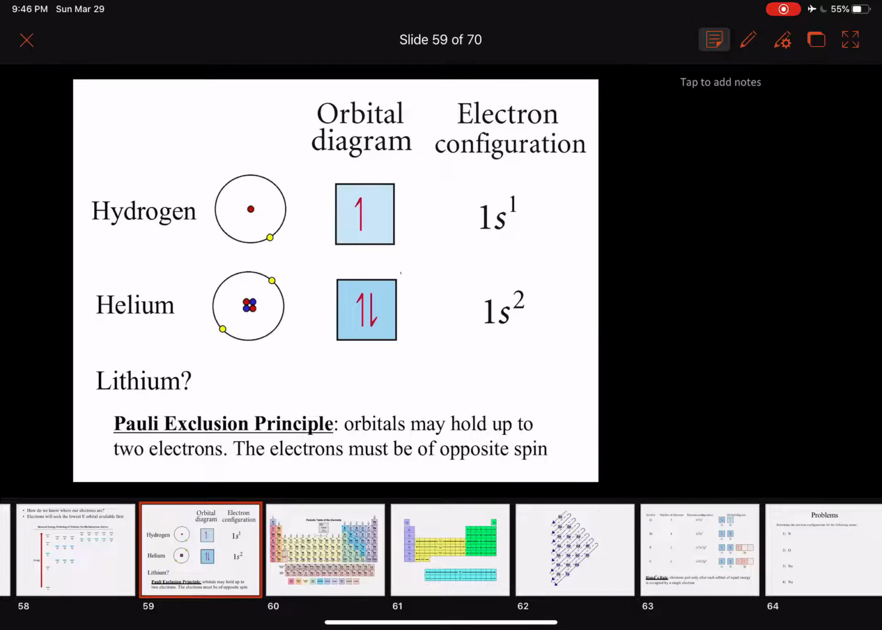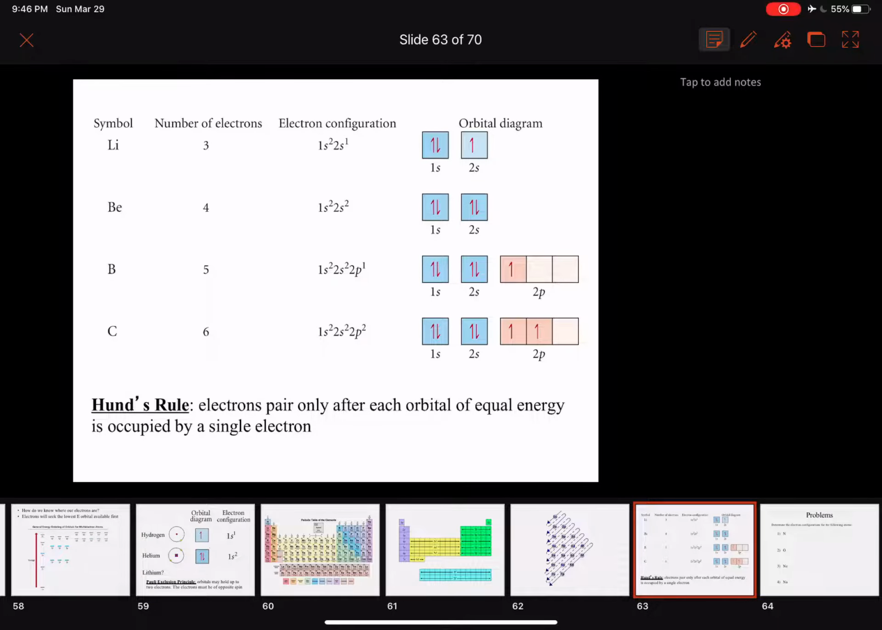And then we took a look at lithium, beryllium, boron, and carbon. And we placed all of their electrons in the 1s orbital, and then we saw that after the 1s was full, we opened up the second shell. And the second shell has 2 subshells, the 2s and the 2p. And the 2s is like the 1s, it can hold 2 electrons. And then the 2p can hold 6 electrons because the p's come in threes.